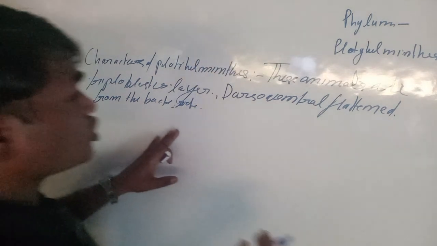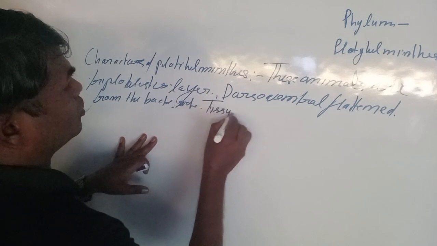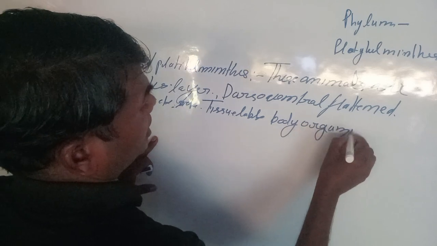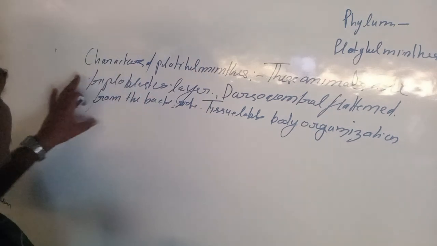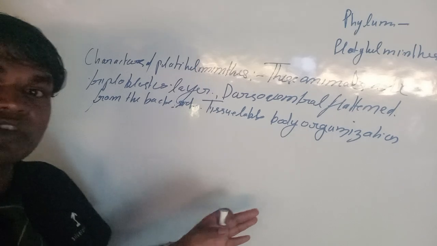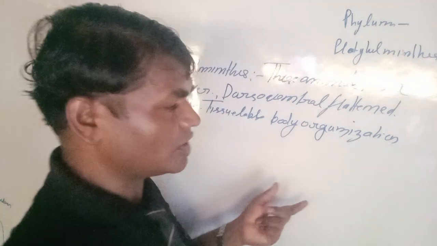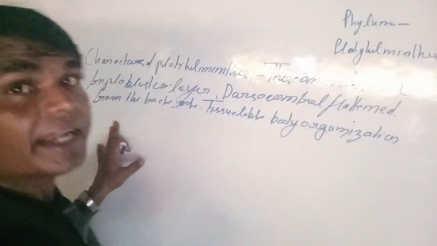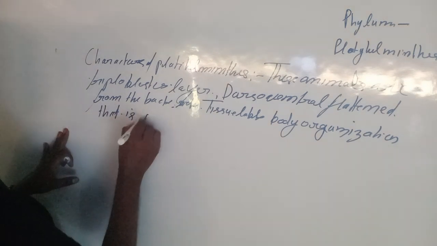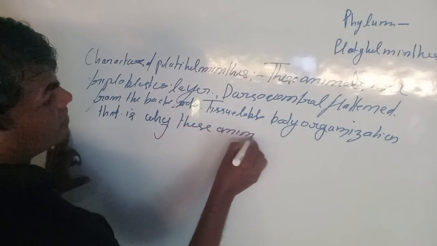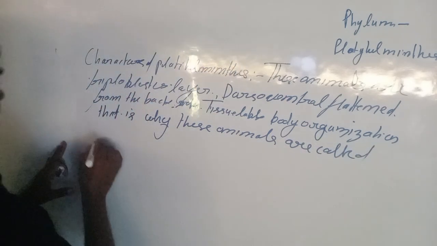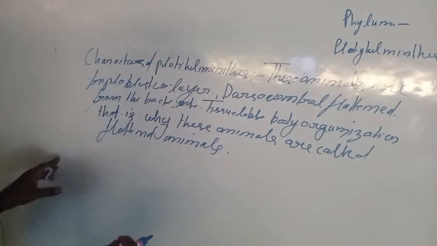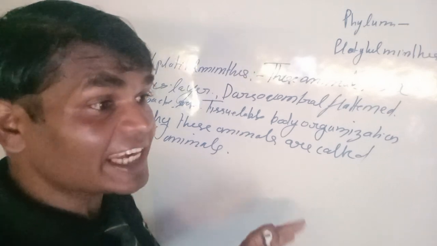Another concept: they have a tissue level of body organization. Tissue level organization is found in these animals, which means cells form tissues, and tissues form organs. That is why these animals are called flattened animals.